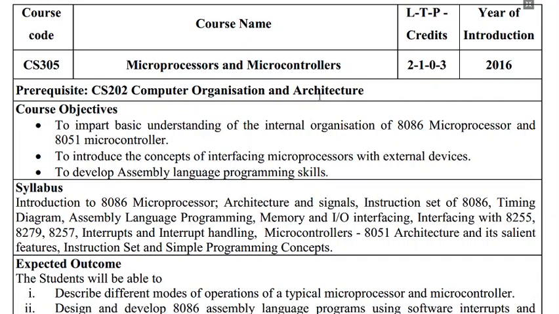We will be doing our fifth semester this time, and in this semester I will be handling this course, CS305 Microprocessors and Microcontroller. It is a 3-credit course, and CS202 Computer Organization and Architecture is its prerequisite.